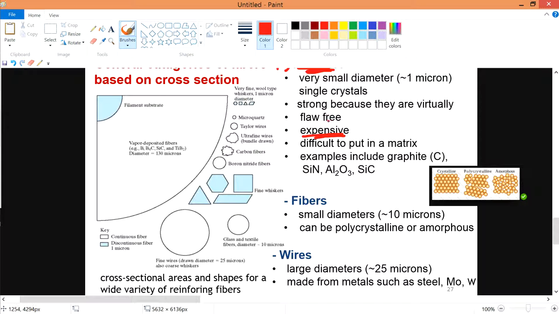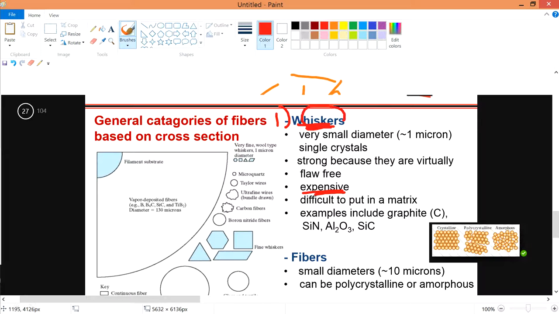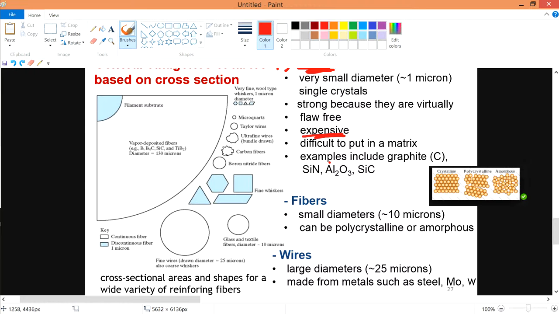whiskers are expensive. So it's tough to actually put inside the matrix, and therefore requires certain skills and machines to design. That's why it's expensive. Because it's so small, it is flawless. So therefore it's very good to design for high strength or whatever you want.